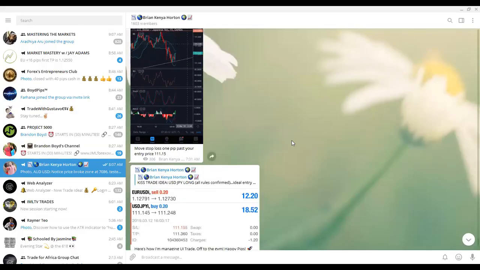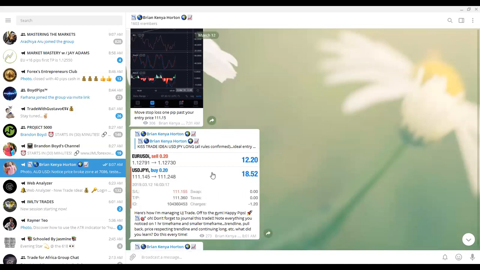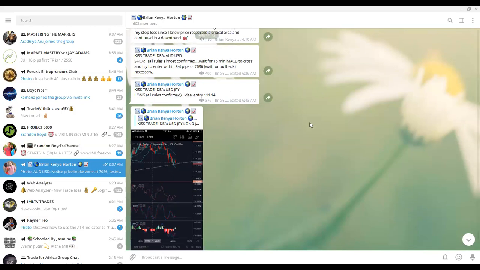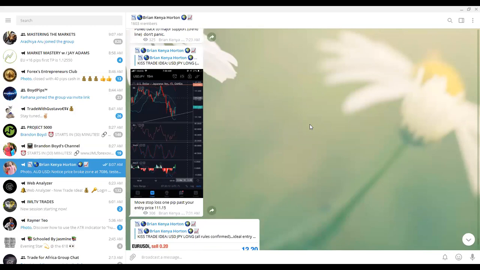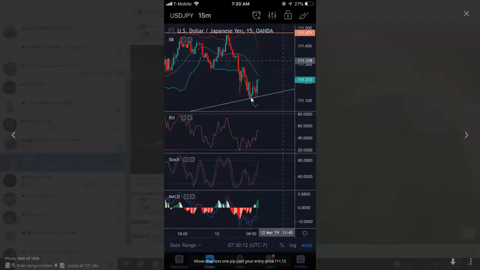So I also sent this. I like to show how I'm managing the trade. So once we were in profit, I notified everyone to move their stop loss. So I said right here, when I dropped the trade, I put ideal entry 111.14. So once we were about 10 pips in profit or so, I told everyone to move their stop loss to 111.15. The reason being is that we entered down here near the trend line.